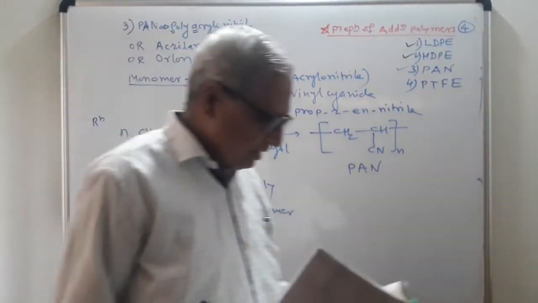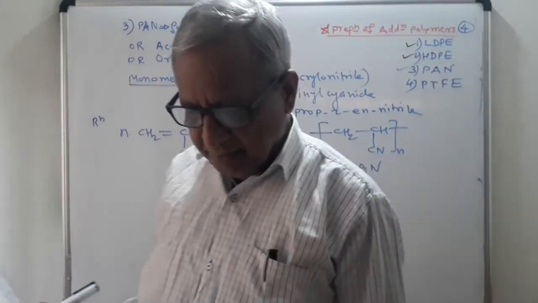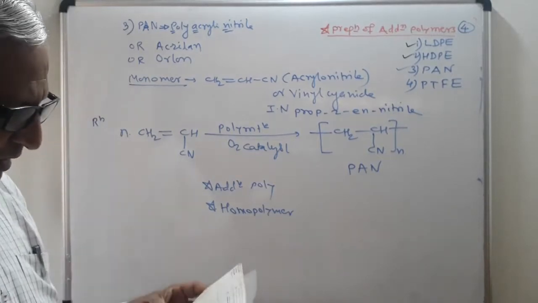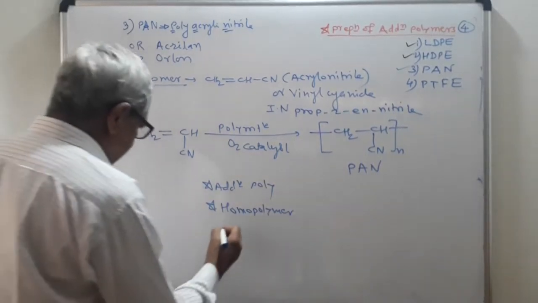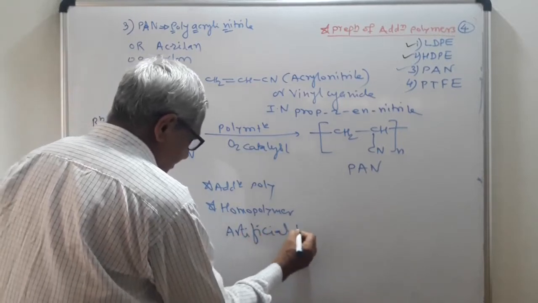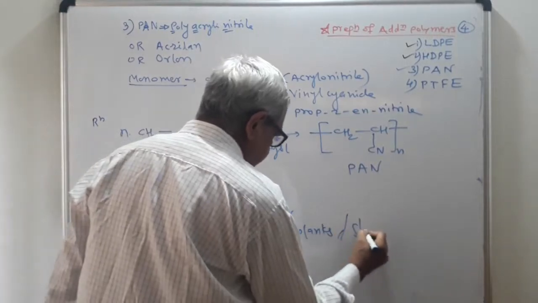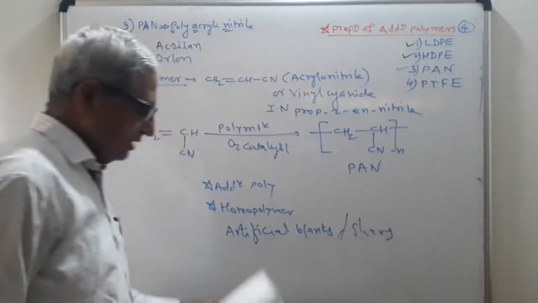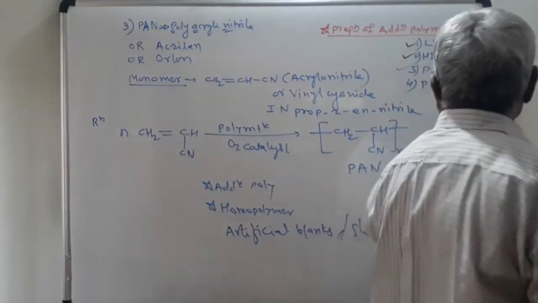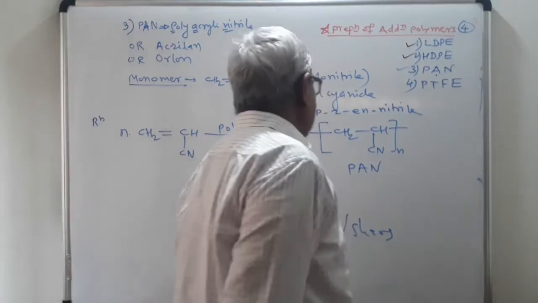Now uses. It is used in making artificial blankets or shawls. These are used for the artificial blankets or shawls. So we completed LDPE, HDPE, polyacrylonitrile.